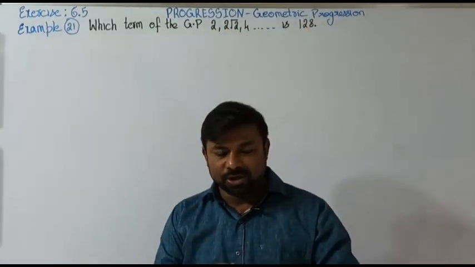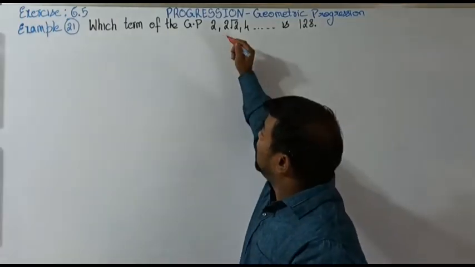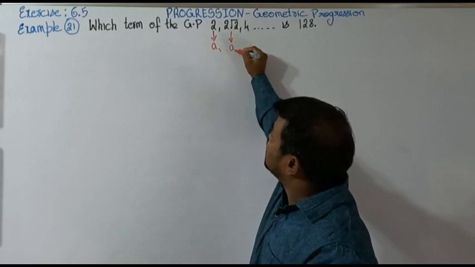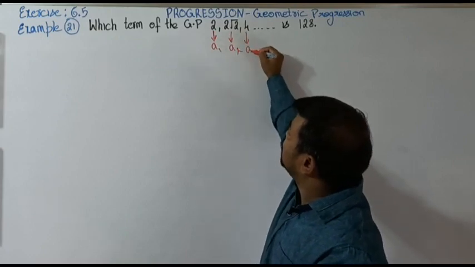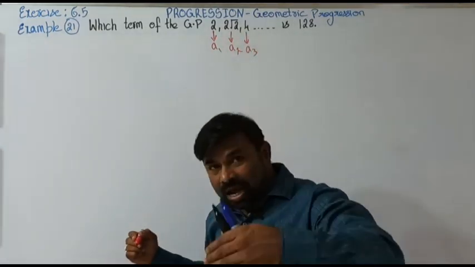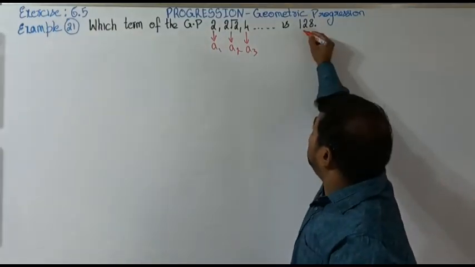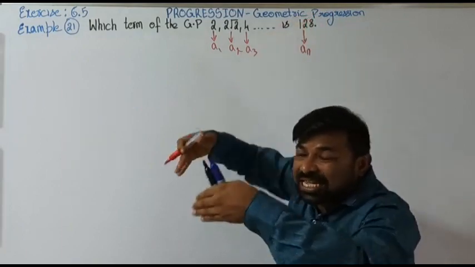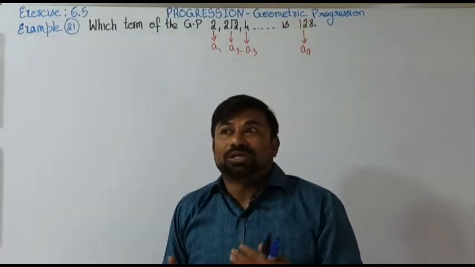Here the question is, this is nothing but the first term, here is the second term, here is the third term. Now the question is, in which place, in which roll number is 128 sitting? What's the roll number?